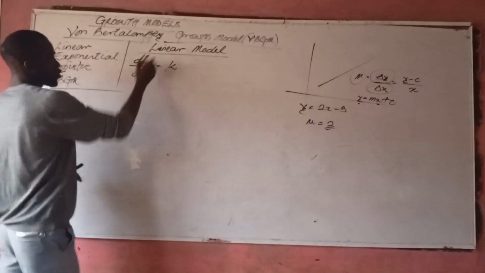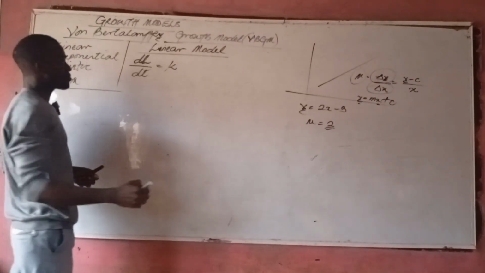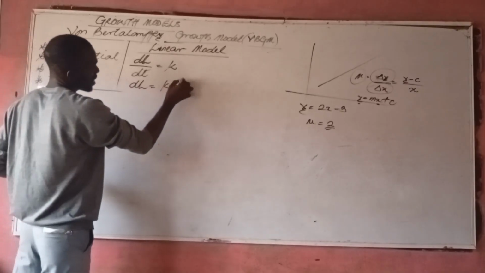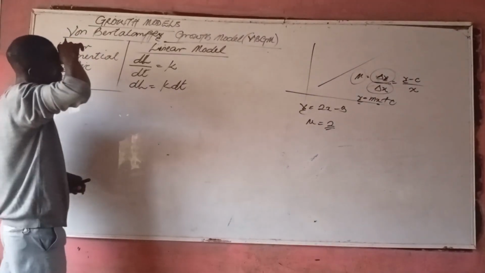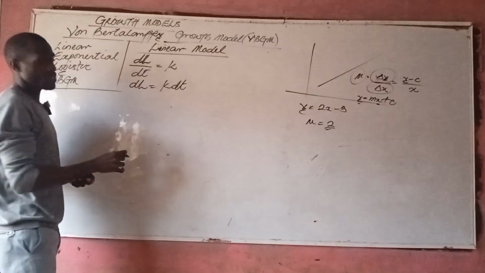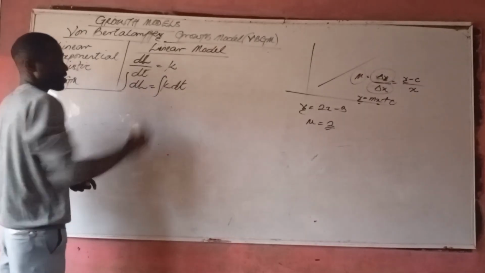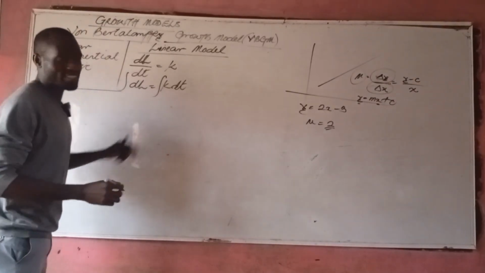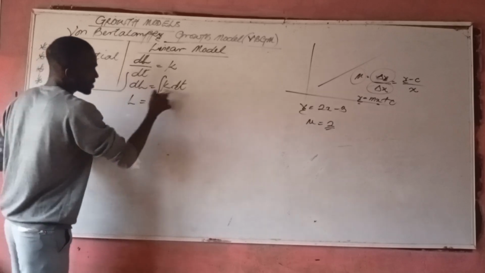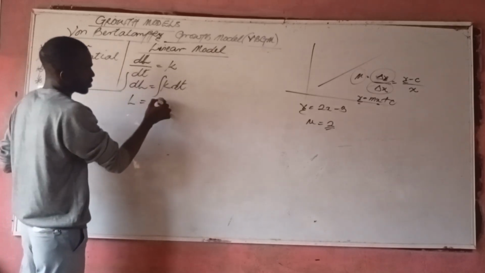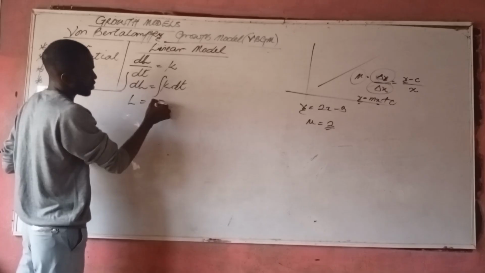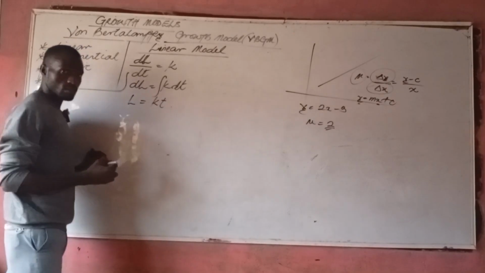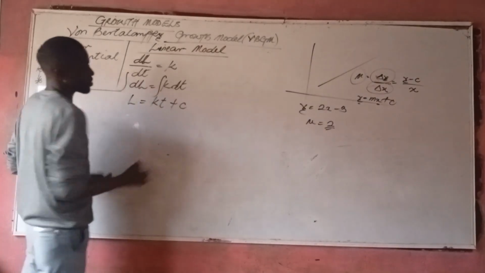All right. So by the time we do separation of variables, we are going to have dL equal to k dt. So from here, I basically cross multiplied. Then from here we integrate. You integrate. The integral of dL will give us what? L. The integral of this will give us our constant kt, then plus c.